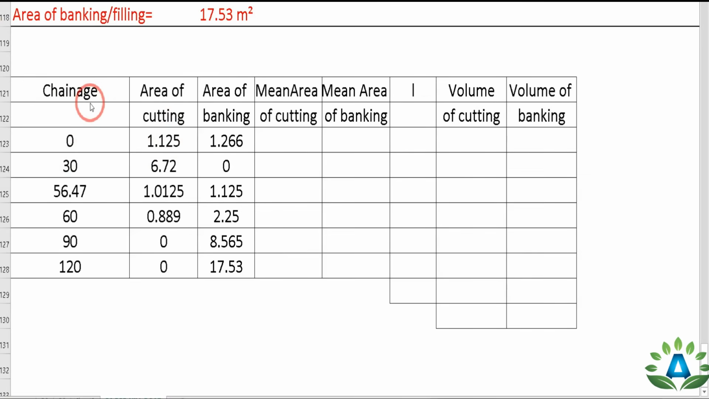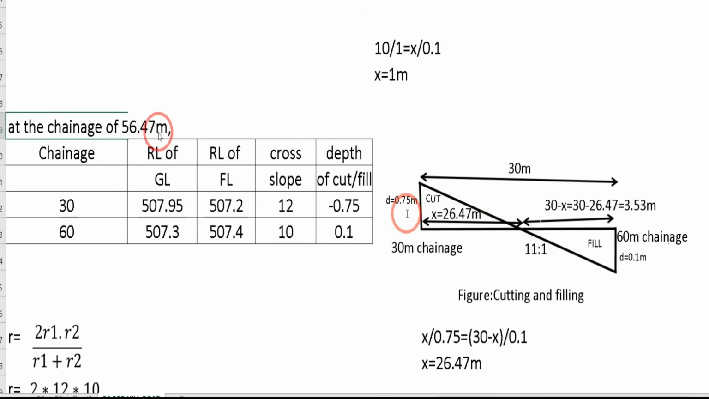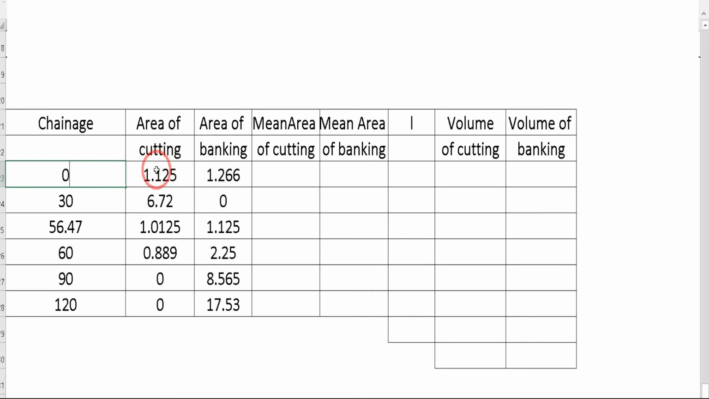Now we need to make a vertical column like this, and here we need to put all the chainages, and also insert a row in which our depth is 0. Here we have already calculated that at the chainage of 56.47 we will have the depth of 0. So we need to also insert the column for the chainage of 56.47. We need to put the values for area of cut and area of fill. Here we have just calculated that at the chainage of 0 we have the area of cutting as 1.125 and the area of banking as 1.266, whereas at the chainage of 30 we have the wholly cut portion. That means the area of banking will be 0. And we need to fill all the columns.